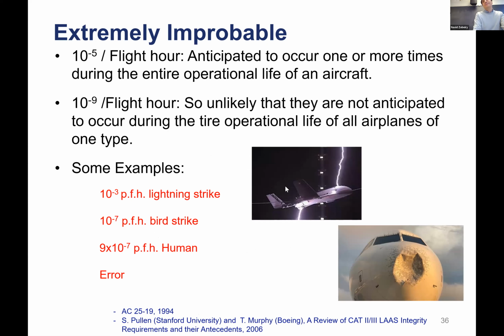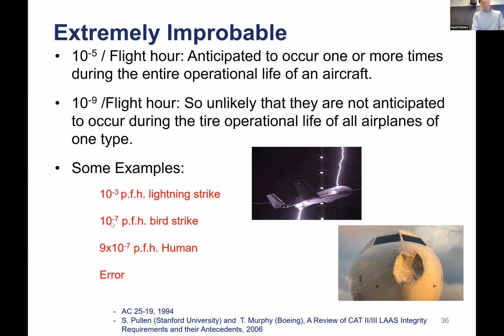Lightning strike happens every hour. There is 10 to the minus 3, or every 1,000 hours of flight, one lightning strike happens to an aircraft. That's almost once per year of the service life of an aircraft. So if the aircraft flies 40 years, it will experience 40 lightning strikes in its lifetime. So it's quite common. You design the aircraft for that.